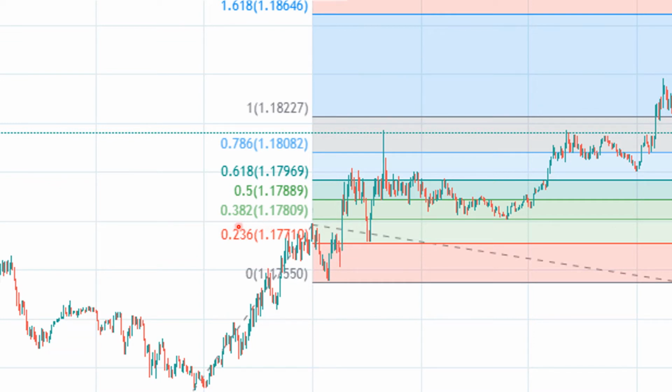There is no resistance at this 38.2% level, so you wouldn't take profit here. There's no resistance at the 50% level, so you wouldn't take profit here. But there's more resistance at the 61.8% level, so you would take profit here.